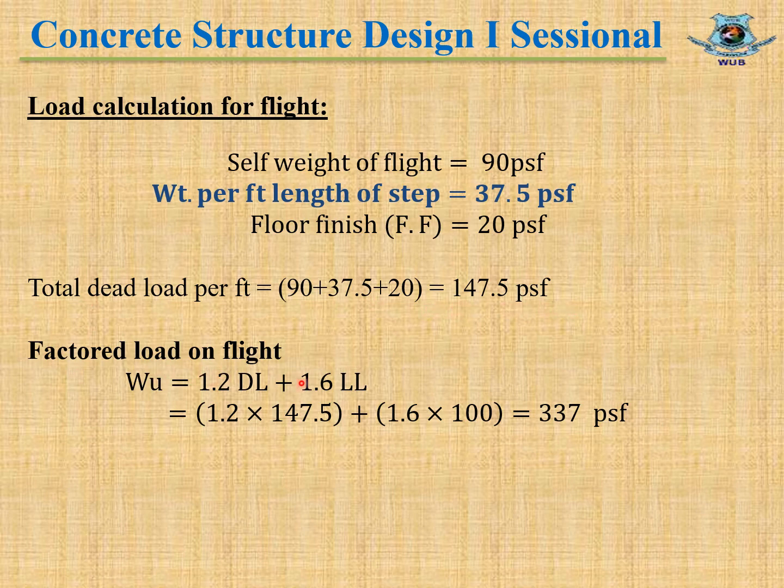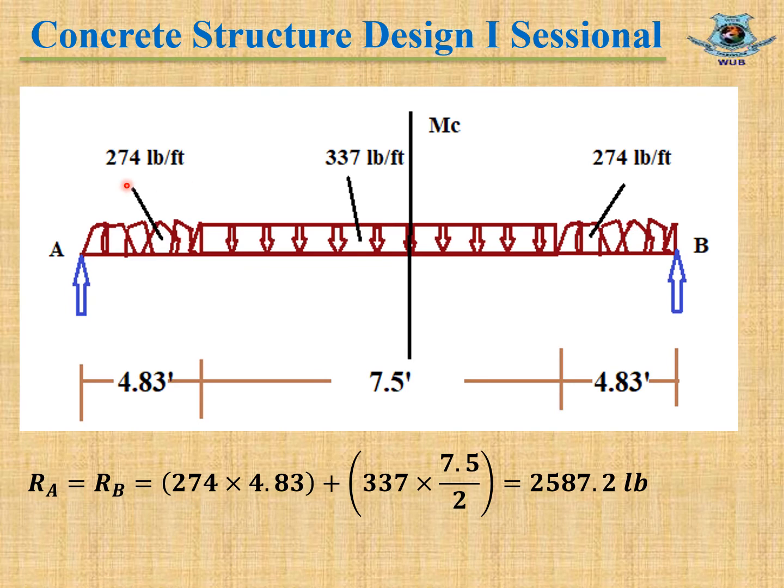Factored load for flight, Wu equal to 1.2 dead load plus 1.6 live load. So finally Wu equal to 337 psf. This is the load on landing and this is the load for flight. This is landing length. This is flight horizontal length.